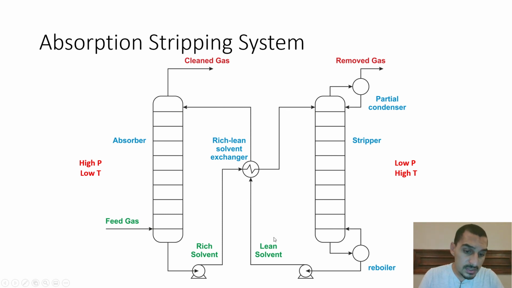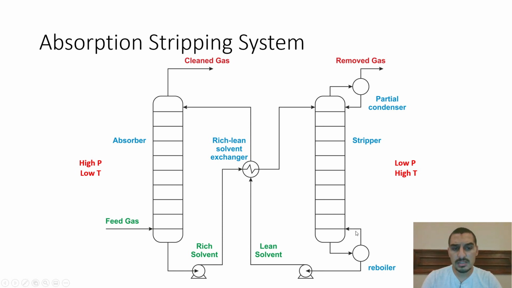The temperature of this stream is high and the temperature of this stream is very low, and this is going to go to a high temperature column, this is going to go to a low temperature column. So we use this heat exchanger to cool this stream by this stream and heat this stream by this stream, so that we make use of the energy. It's very common to have another cooler here so that we can cool it more until it reaches the desired temperature of the absorption process.